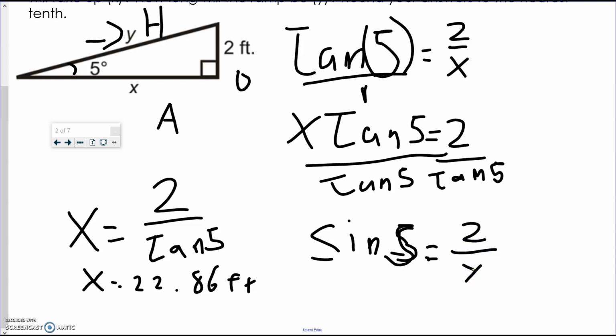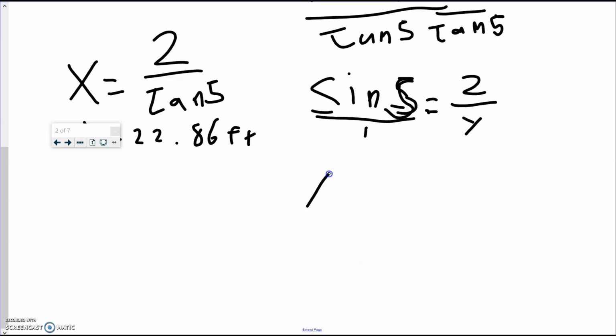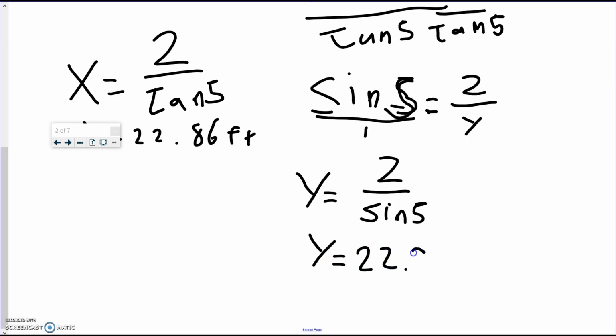And then it's kind of the same process as up here: you would set sine of 5 over 1, do your cross multiplication. After all is said and done, you should get y is equal to 2 over the sine of 5, which if you solve for that, would get you 22.95 degrees. I mean feet. I'm sorry about that. It's feet. Keep getting them mixed up here. All right, so that is the warm-up problem.